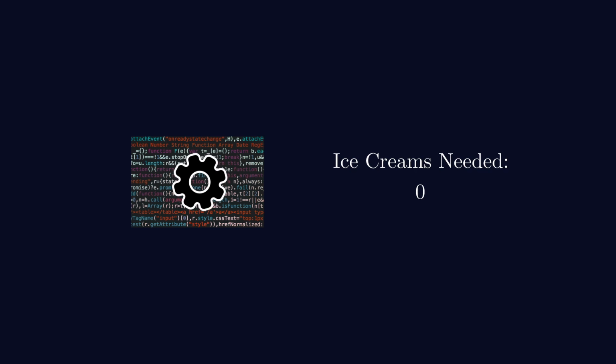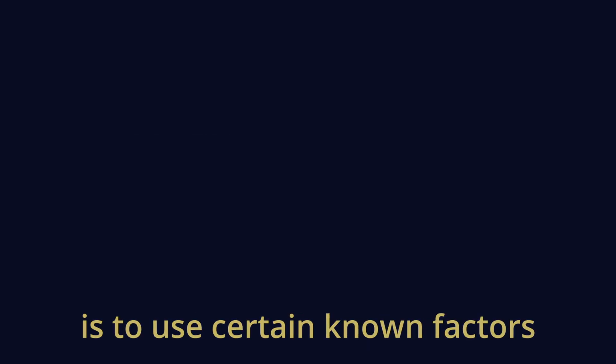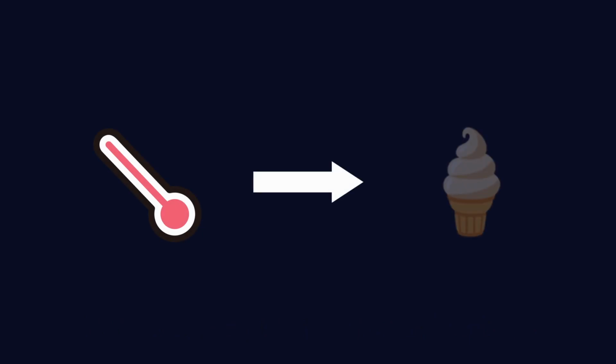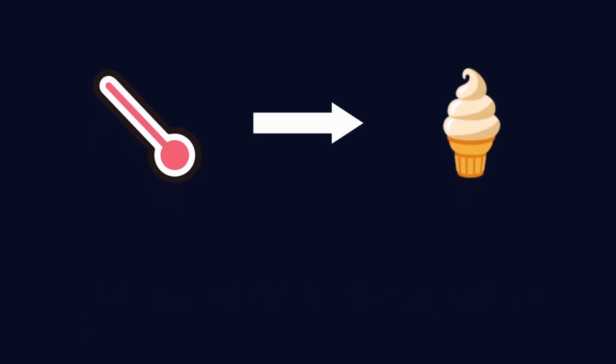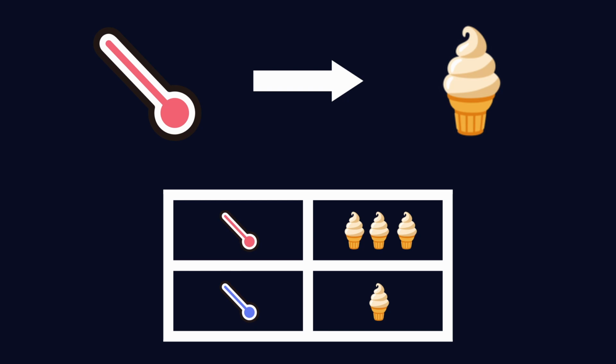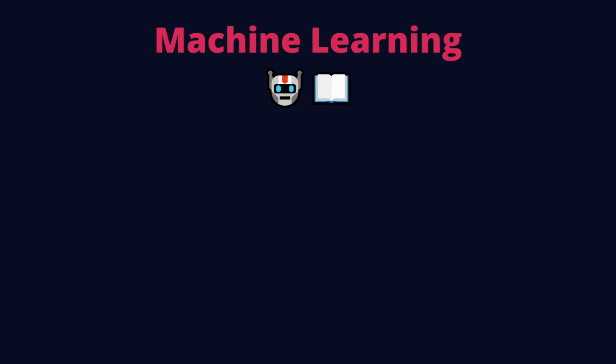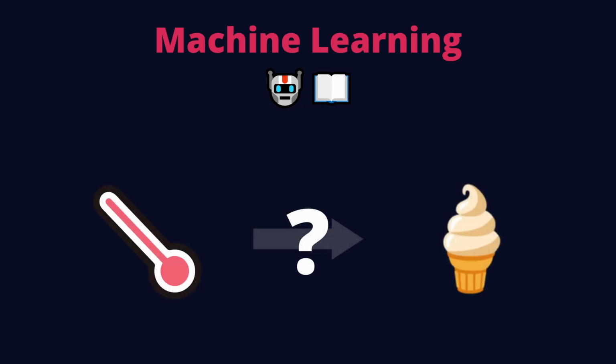But how would we write such an algorithm? One way is to use certain known factors, like the average temperature, to infer the number of ice creams. This is because we expect higher temperatures to result in more ice cream sold. To create this program, we can leverage machine learning. In machine learning, the program learns to find patterns between the input and output data, like in our case with the temperature and ice creams.